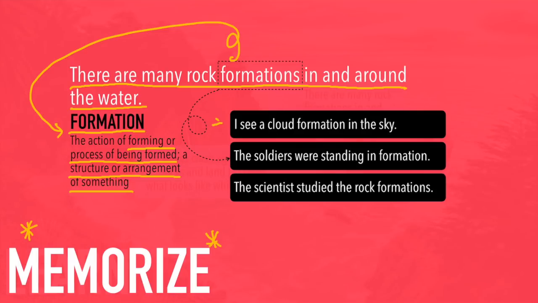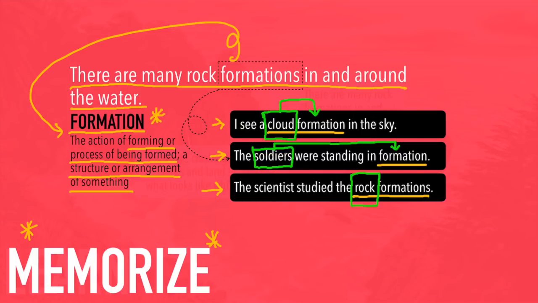Now, the first sentence example from the dictionary is, I see a cloud formation in the sky, all right? So you'll notice that in front of formation, we have cloud. Why? Because that's describing what type of structure it is in the sky, all right? And next we have, the soldiers were standing in formation. Again, this one is speaking about soldiers being the structure or form in this sentence, okay? And finally, we have the scientist studied the rock formations. Again, the rocks are the formation that we're speaking of, okay? So we've memorized the second word's definition, formation, okay?